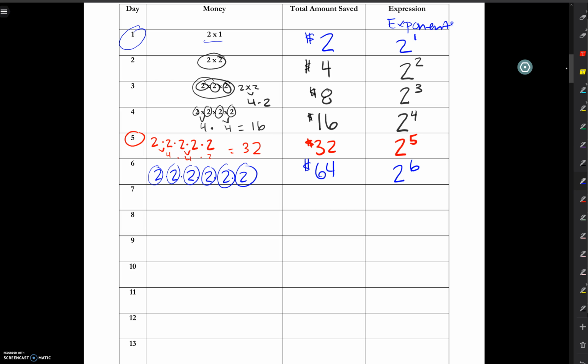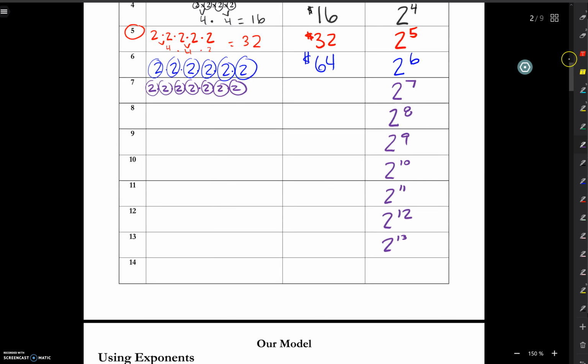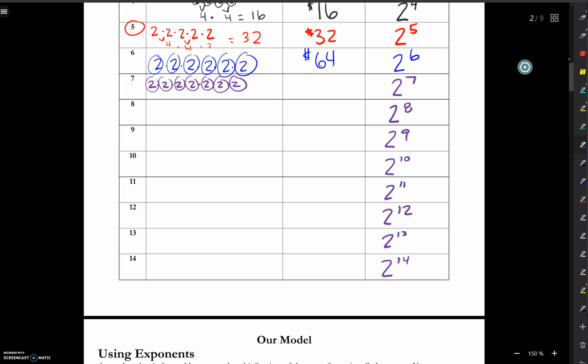My next one would be, and I'm going to do it in a different color, 2 times 2 times 2 times 2 times 2 times 2 times 2, 7 times. 1, 2, 3, 4, 5, 6, 7. So my expression is going to be 2 to the 7. I can go ahead and continue doing my expressions. 2 to the 8, 2 to the 9, 2 to the power of 10, 2 to the power of 11, 2 to the power of 12, 2 to the power of 13, and 2 to the power of 14.